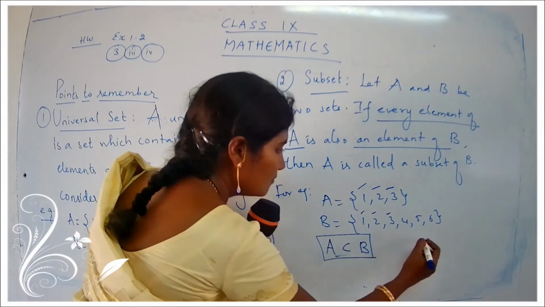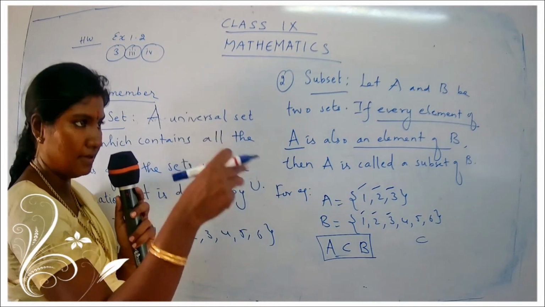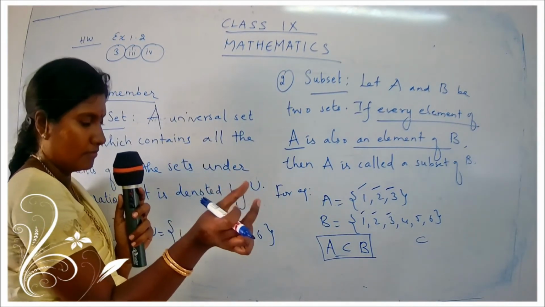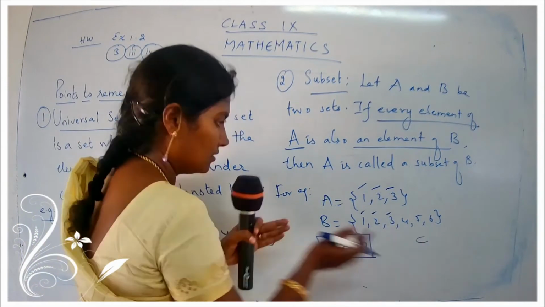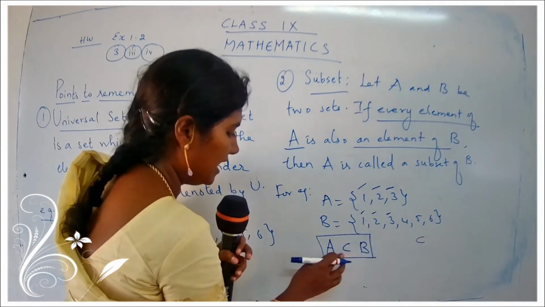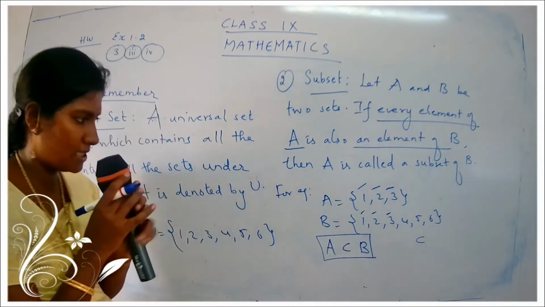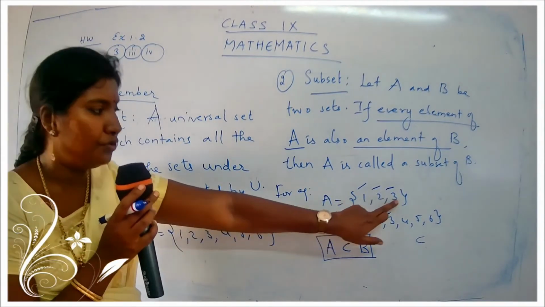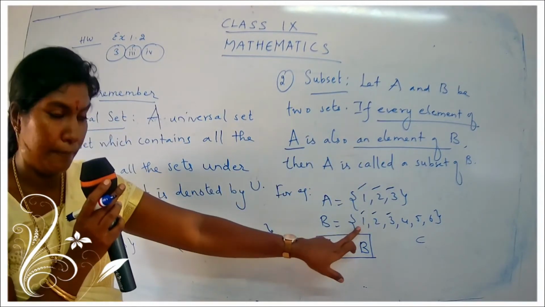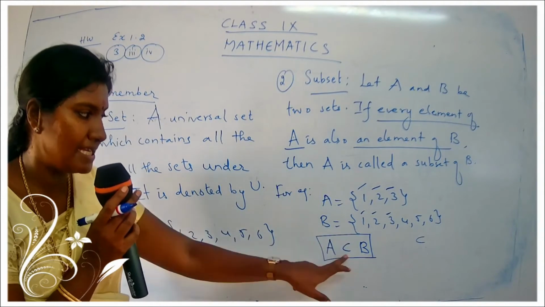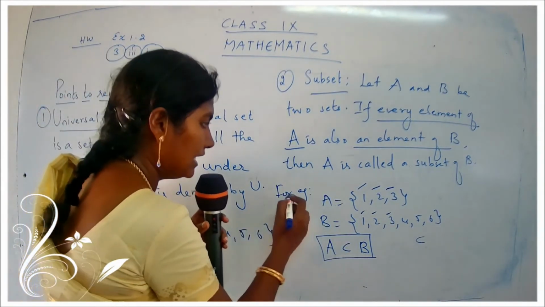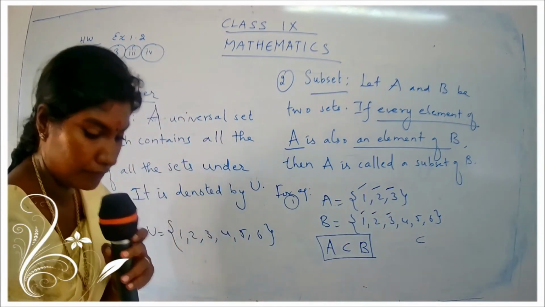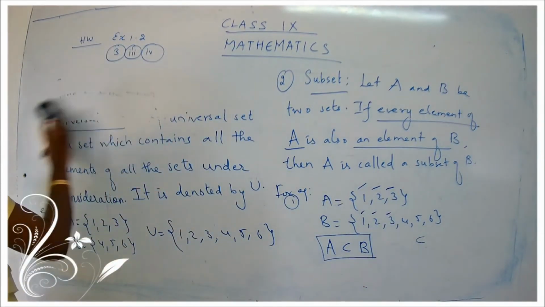The symbol is a small c, like a C, not exactly a C, a compressed C, a pressed C. So A is a subset of B, because 1, 2, 3 is present in B. So I have to say that A is a subset of B. I hope you are clear with the example. Okay. I'll give you one more example.